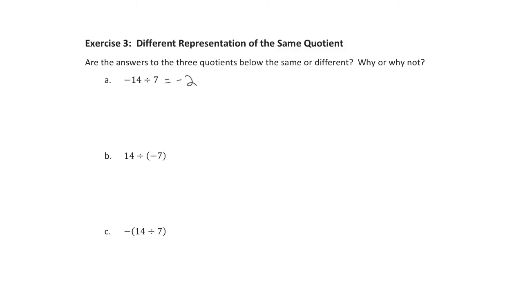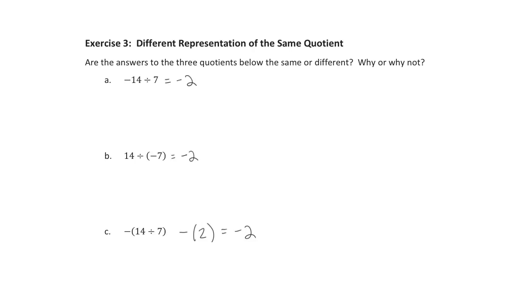For B, we have 4 divided by negative 7. That means our answer is going to be negative 2. That is because a positive divided by a negative number gives us a negative number. Now C is a little trickier. Because we have our negative value out front, C, we have negative 14 divided by 7. Well, we have our negative out in front of our equation, and then we know 14 divided by 7 equals 2. So we know this value is negative 2.